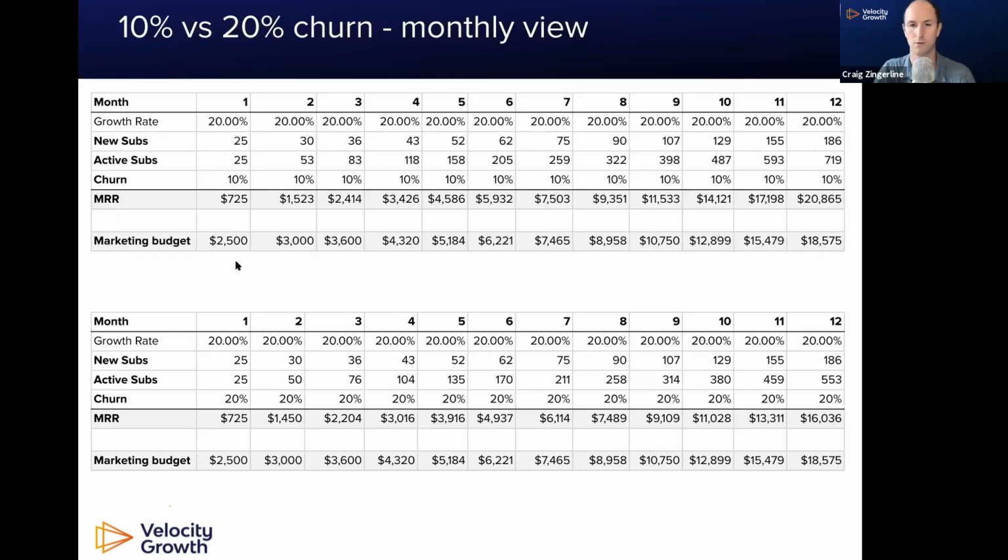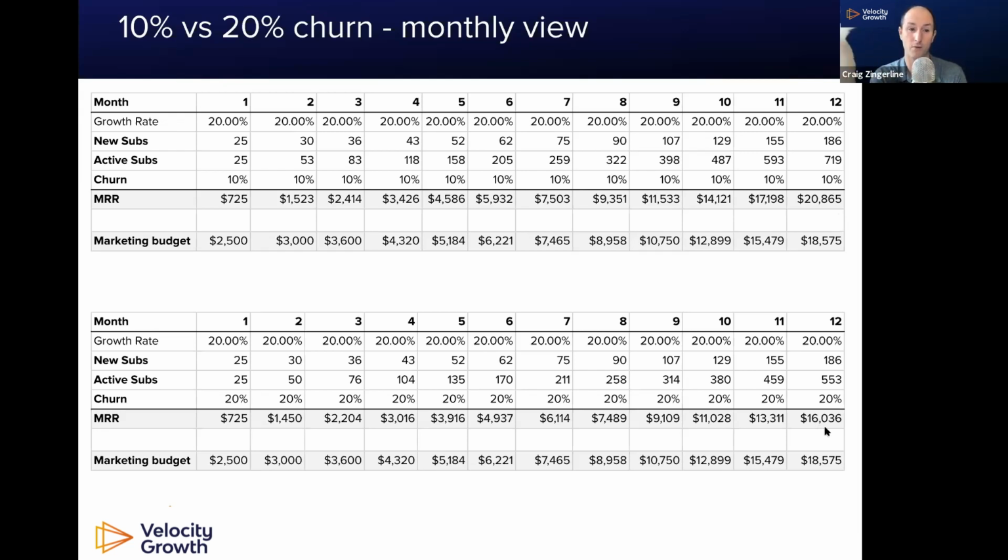Here's a monthly view. So I'll let you kind of look at this for a second. I mean, look at the end months. Look at like month 12. So it's not a huge difference yet, but it is still material, I would say. Your MRR at the end of your 20% monthly growth with 10% churn is 20,000 in MRR. With 20% churn, you're down to 16,000. So it's roughly a 25% reduction in MRR at the end of that year. And that's only based on a 10% churn difference.